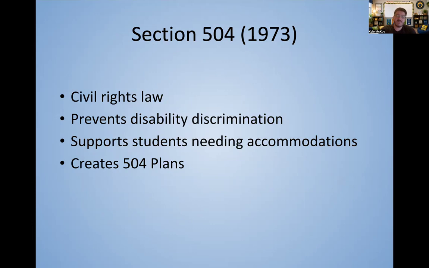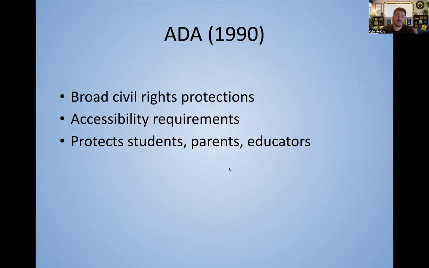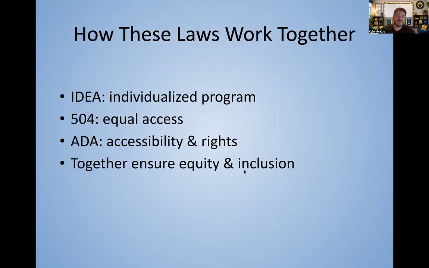The Section 504 Act occurred in 1973. It was a civil rights law. It prevents disability discrimination, supports students needing accommodations, and creates 504 plans that still exist today. The ADA in 1990 was a broad civil rights protections movement, with accessibility requirements, and protected students, parents, and educators.